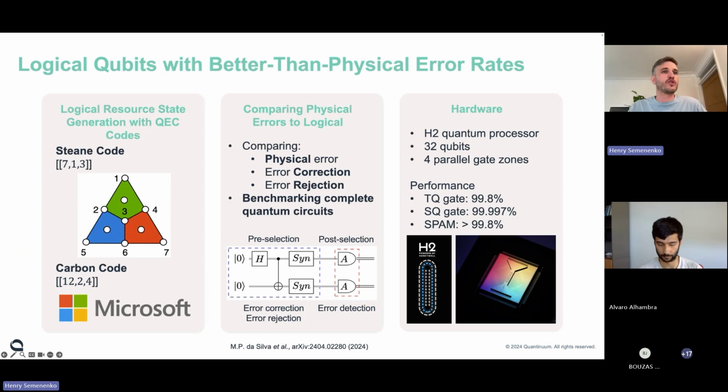And so the two codes that we will be looking at in this particular paper, or that were studied, is first the Steane code. This is quite a well-known code. It's 7 physical qubits to encode 1 logical qubit, and has a distance of 3, meaning that we can correct up to a single error.